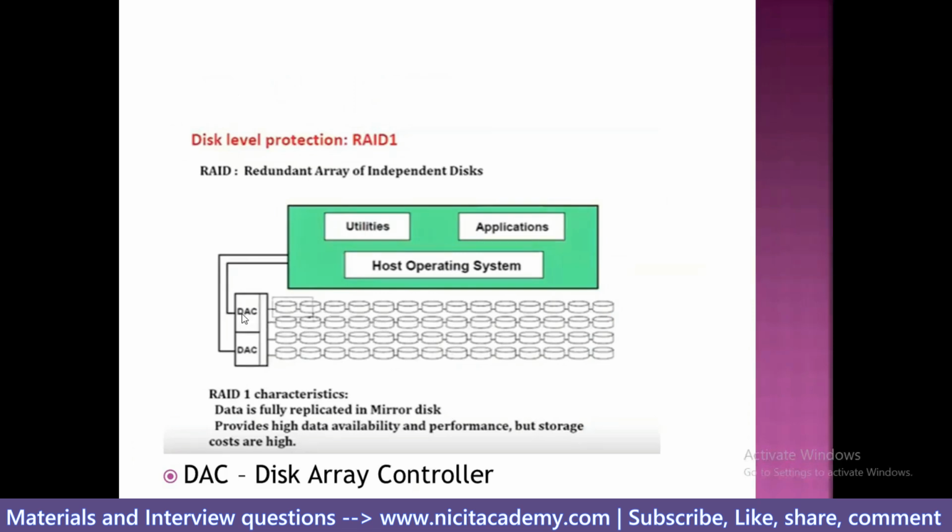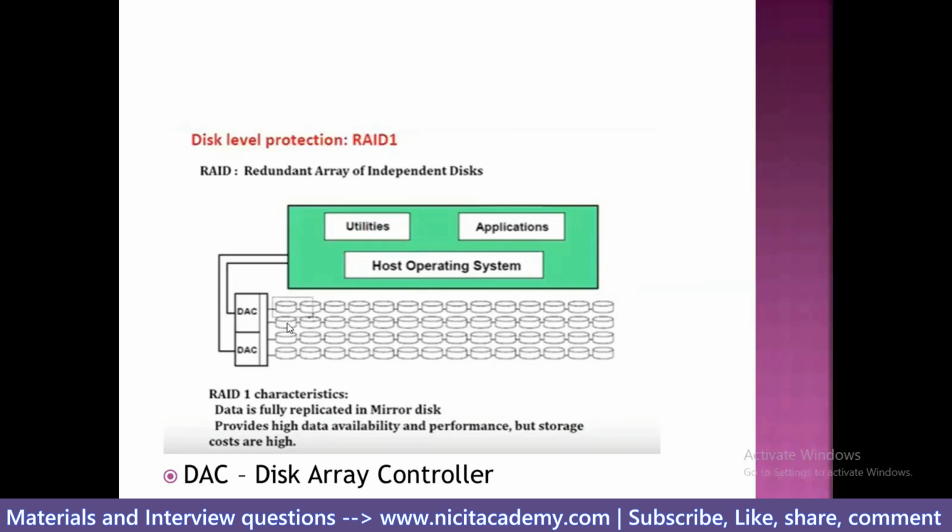DAC is nothing but the disk array controller. It will have the information that if the actual disk fails, it will go and take the data from the mirror disk. The data will be stored in the mirror disk. Remember, if you are going for mirroring, for 1 terabyte of data you need 2 terabyte of disk. Data is fully replicated on the mirror disk.